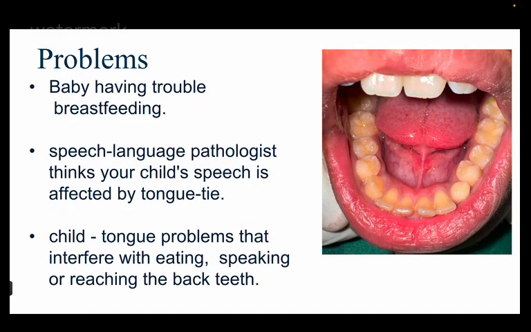So what are the problems usually caused by this high lingual frenular attachment? The problems may be having trouble breastfeeding, speech language pathologists might think the child's speech is affected by the tongue tie, or tongue problems that interfere with eating, speaking, or reaching the back of the teeth, and even kissing. So these are the problems that will occur when the patient is having ankyloglossia.